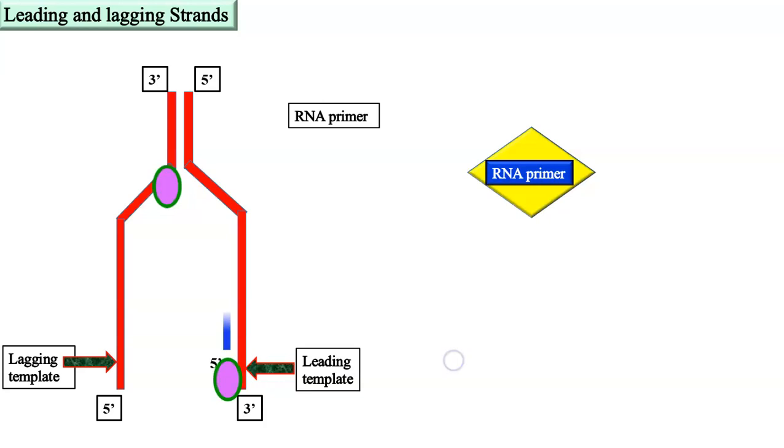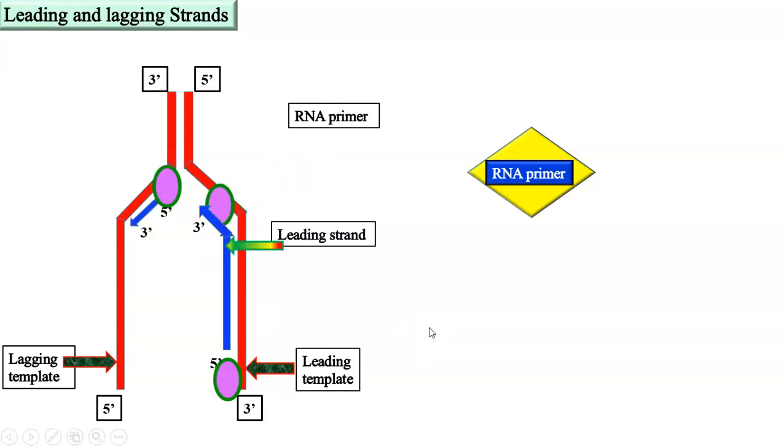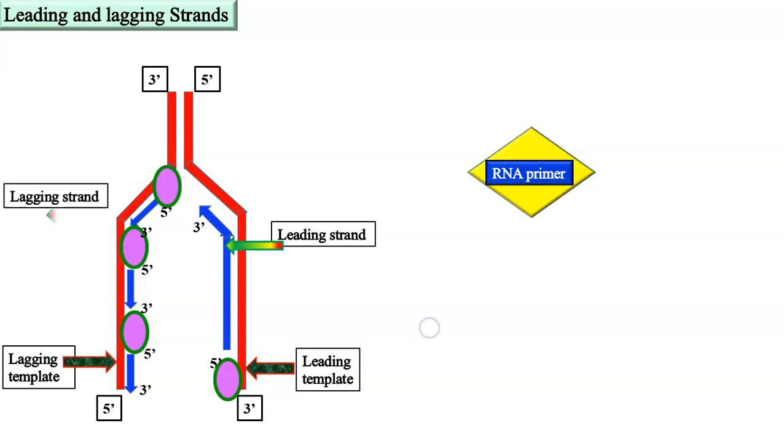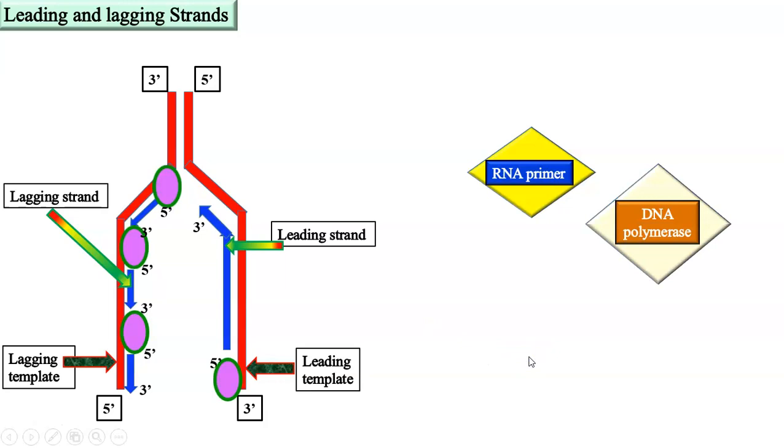As the two strands of the parental DNA are antiparallel, one of the newly synthesized strands develops continuously at a faster rate towards the replicating fork, and this is called the leading strand. The other new strand develops in a discontinuous manner at a slow rate away from the replicating fork, and this is called the lagging strand. DNA polymerase enzyme is responsible for the polymerization of these new strands.